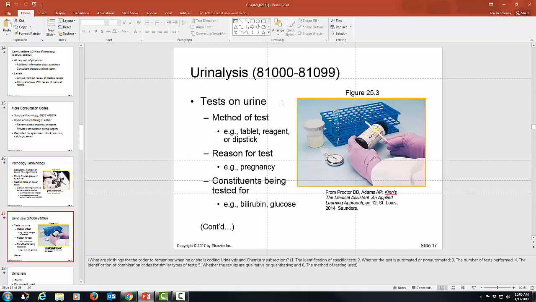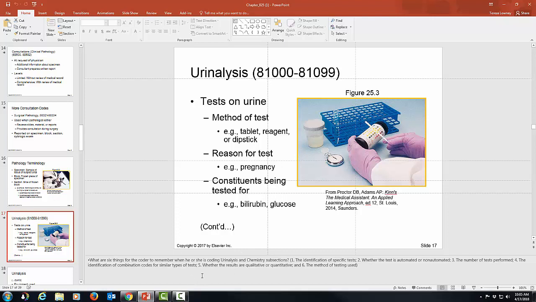Urinalysis is the most common test you're going to be doing. It's tests on the urine. So there are methods of testing. Of course, there's a dip, there's a tablet, reagent. The reason for the test: are we testing for pregnancy? What are we testing for? Sugars, whatever. The constituents being tested for are bilirubin, glucose. So you need to know why you're doing this test.